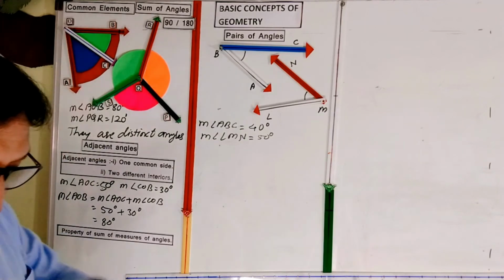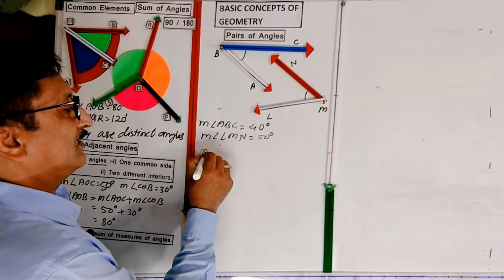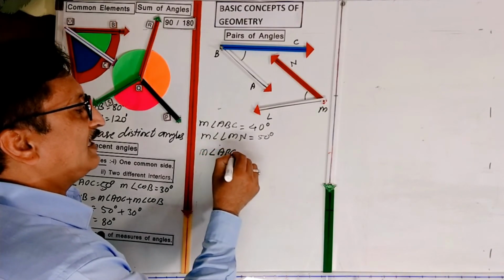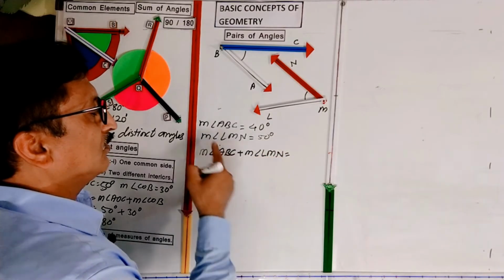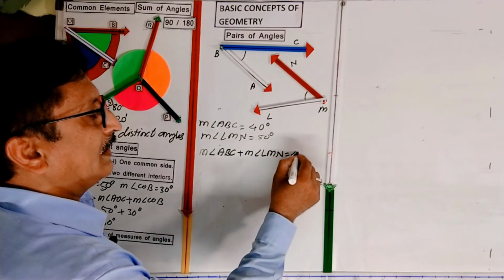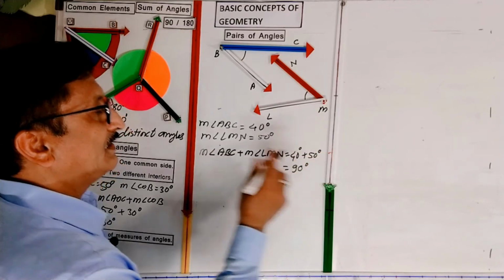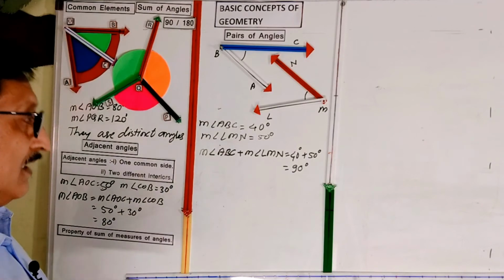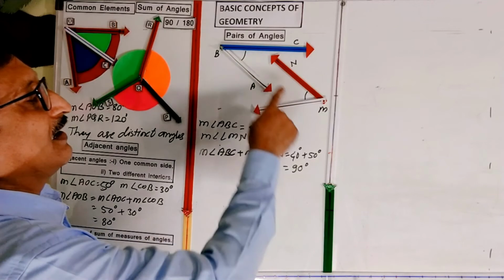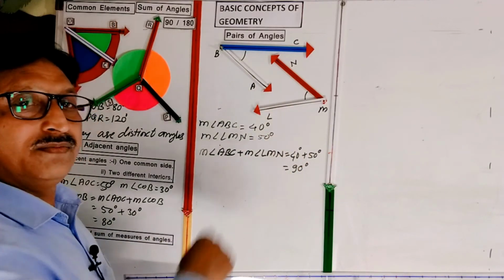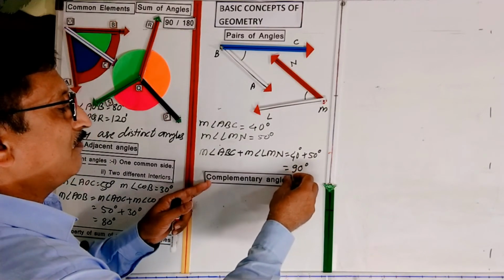Now, we add these two angles, what will we get? Therefore, you can write here: measure of angle ABC plus measure of angle LMN is equal to, the first angle is 40 degrees plus 50 degrees, the sum is 90 degrees. See, we got the second condition here. That means the sum of these two angles is 90 degrees. That means this angle and this angle, whenever the sum of such type of angles is 90 degrees, then the angles are said to be complementary angles.